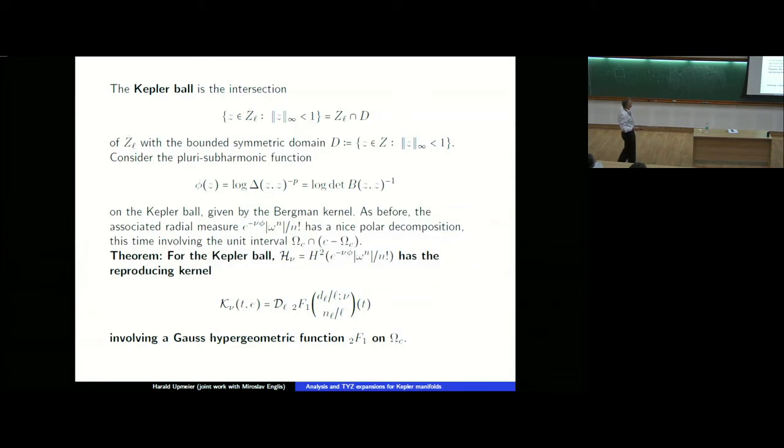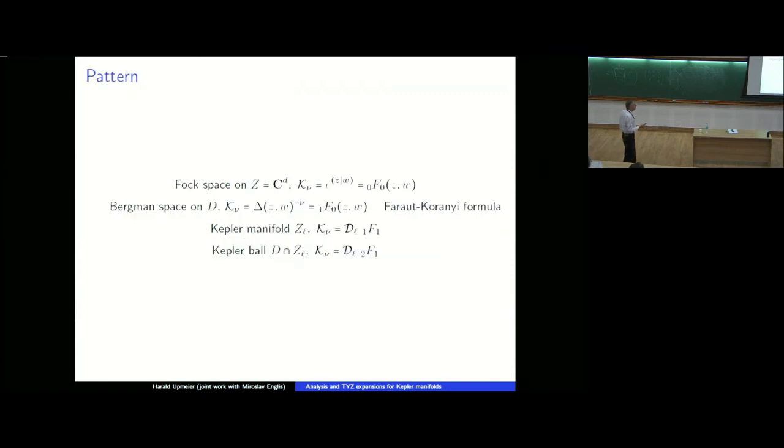Again, we can take the associated radial measure, has a nice polar decomposition, and this time we get an F21. So same theorem as before, but in the Kepler ball, the reproducing kernel is a DL, this universal differential operator, and then an F21. So let me finish. There is a very nice and strange pattern. The Fock space on the full vector space has F00. That was more or less by definition, namely the exponential.